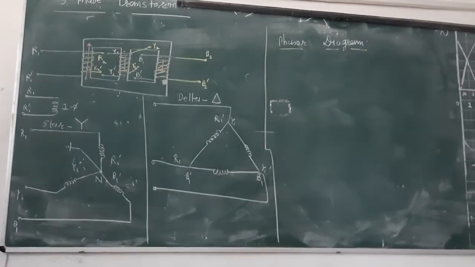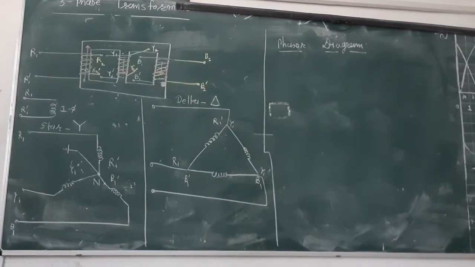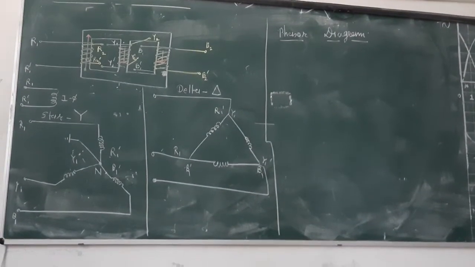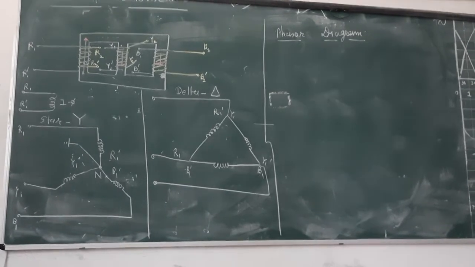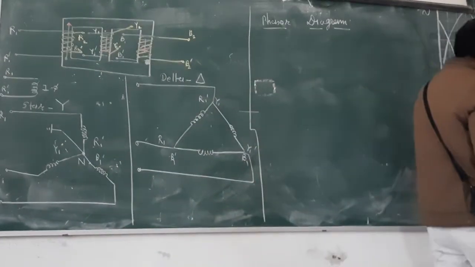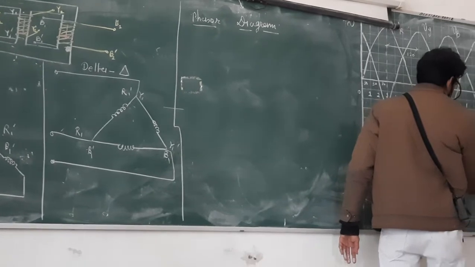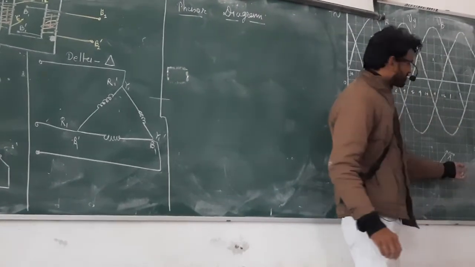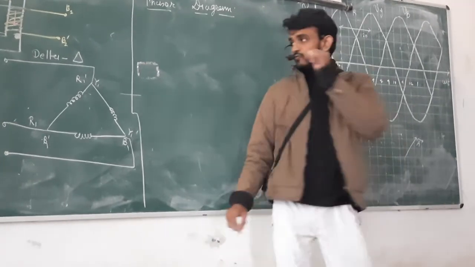To draw the phasor diagram, we know that a phasor diagram is nothing but the vector diagram, and that vector diagram is rotating anti-clockwise. That is the meaning of phasor. If I have here a vector, let's say vector A, and that vector starts rotating, then we call it a phasor.